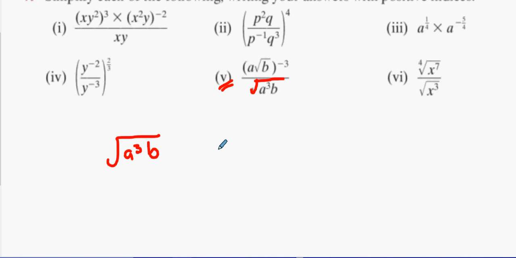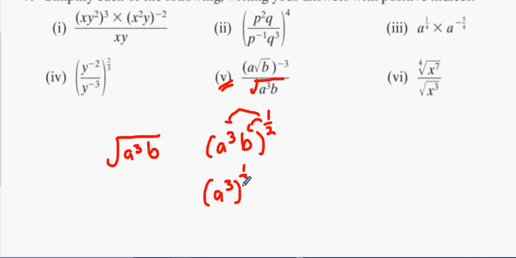So, I'm going to change that to a cubed b to the power of a half. Everyone knows the square root means the power of a half. The half works on the individual parts as well. So that's a cubed to the power of a half and b to the power of a half. And what's a cubed to the power of a half? A to the power of 3 halves. Is everybody alright with that being the bottom part? Any questions? The power works on both parts.